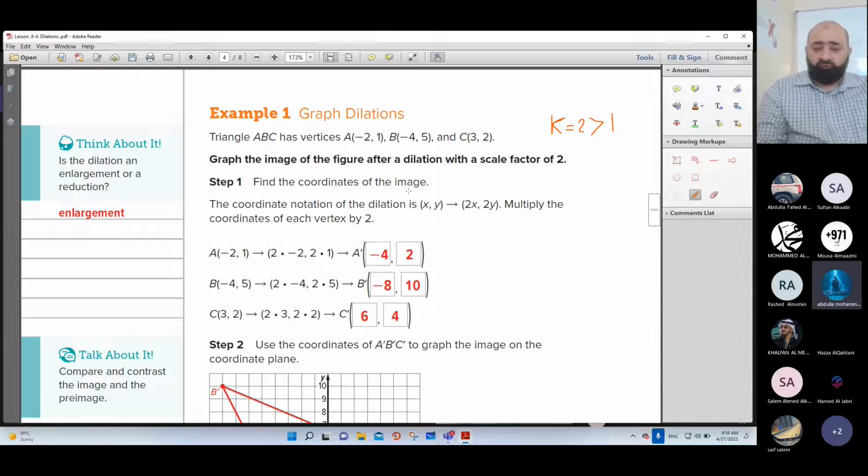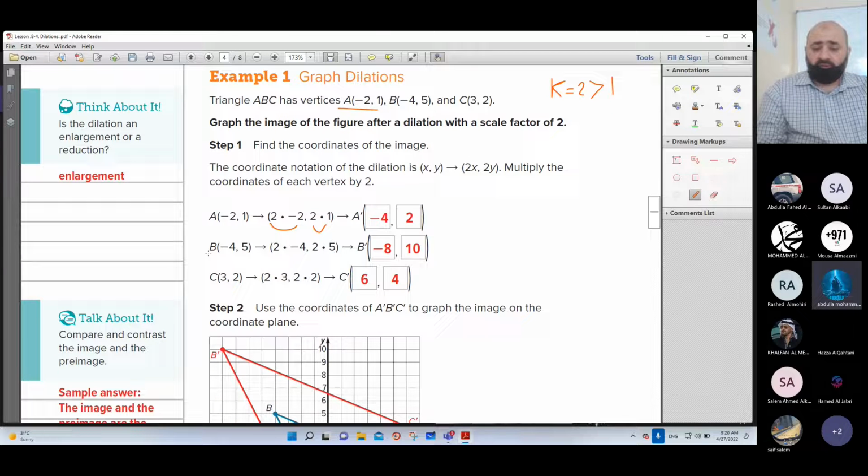Find the coordinates of the image. The coordinate notation of the dilation is (x, y) goes to (2x, 2y). Multiply the coordinates of each vertex by 2. If you take the first point, A (negative 2, 1), multiply x by 2, multiply y by 2. Negative 2 times 2 will be negative 4, and 1 times 2 will be 2.